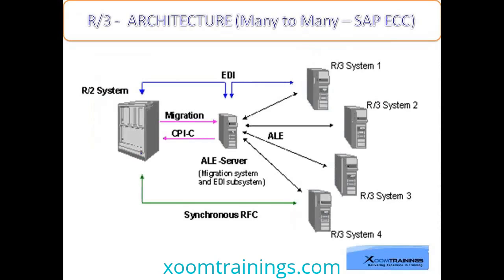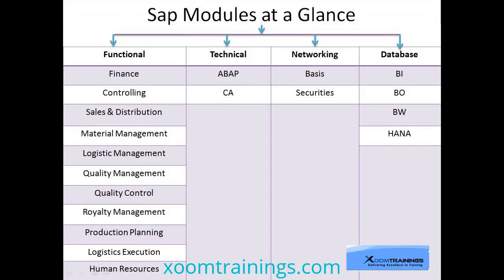R3, real-time 3-tier architecture, like many servers, many users working at a time, many-to-many architecture. Like to say, here ECC, at a time based on electronic data interchange application, is divided into 4 streams: functional module, technical module, networking module, and database modules.